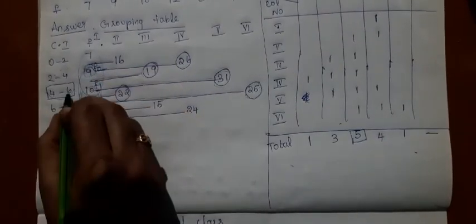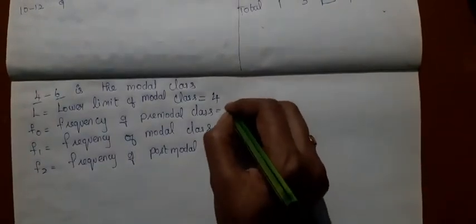Okay, come to this grouping table. 4 to 6 is the modal class. So the pre-modal class is this. The frequency is F naught, right? 9 is the F naught value. Frequency of the modal class is the F1 value. Frequency of the post-modal class is the F2 value, right? So let me write F naught is equal to 9. F1 is equal to 10. F2 is equal to 12.